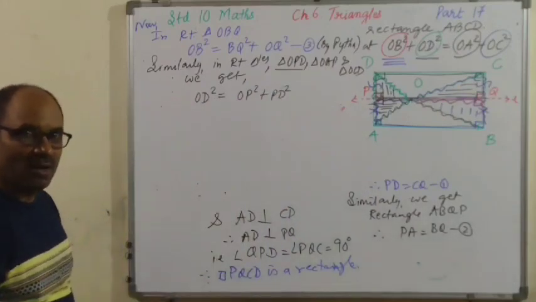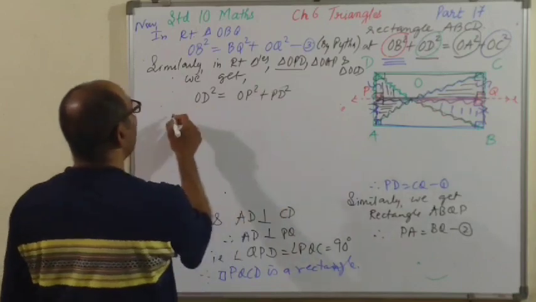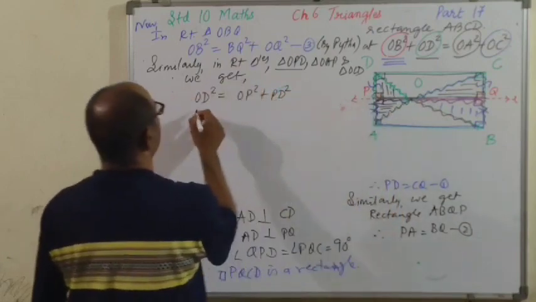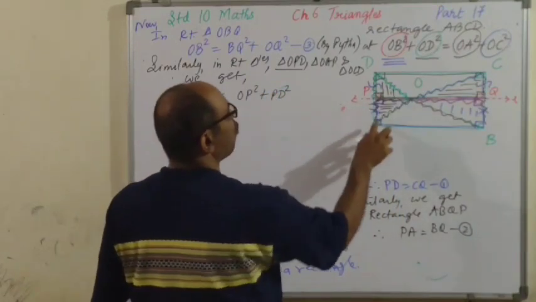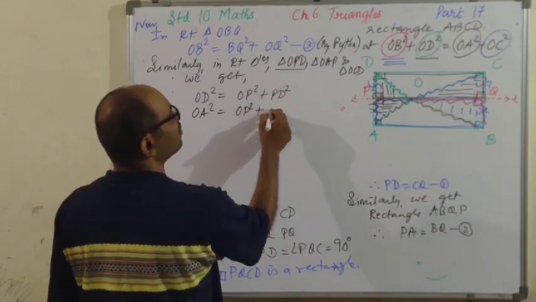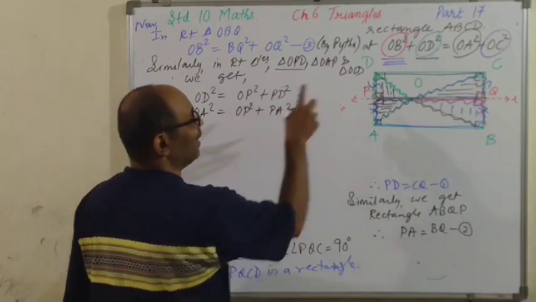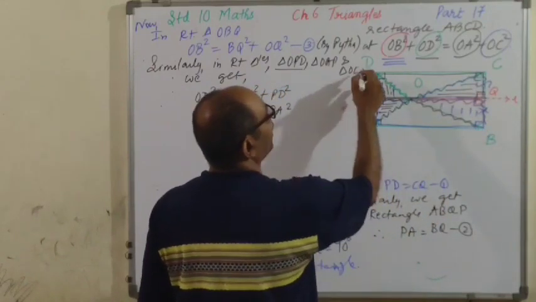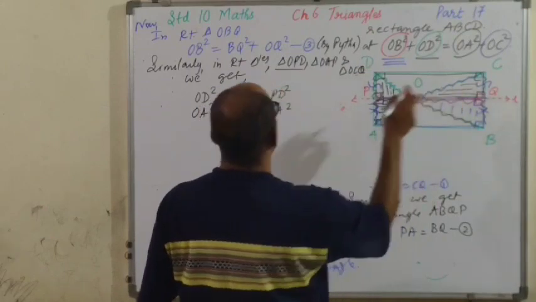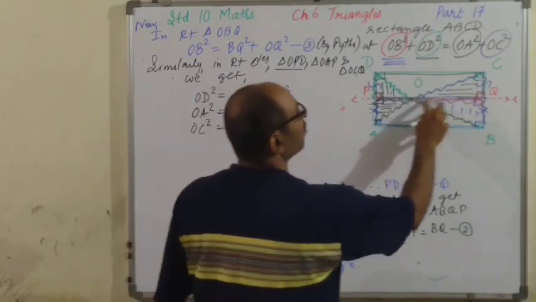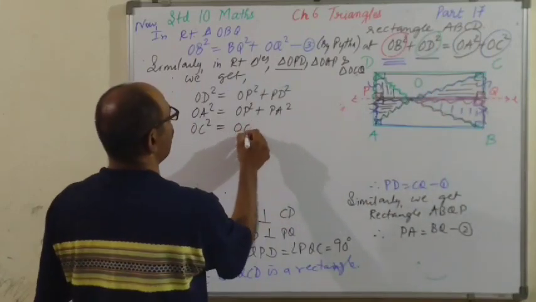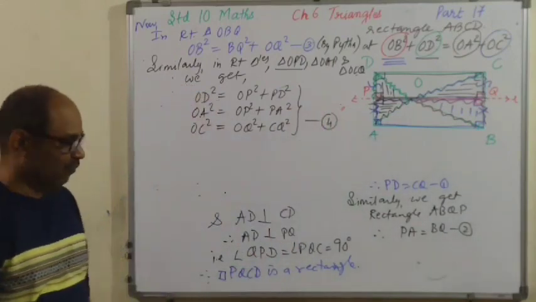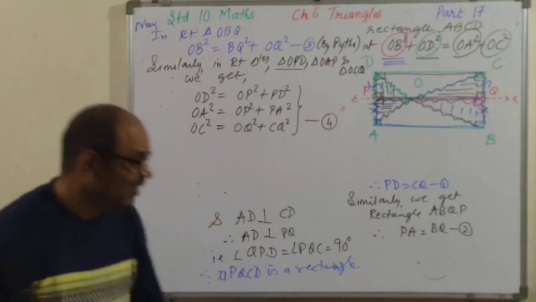Or triangle OAP, hypotenuse is OA, so OA square is equal to OP square plus PA square. And triangle OCQ, OC square is equal to OQ square plus CQ square. And this combined I am going to call result 4.